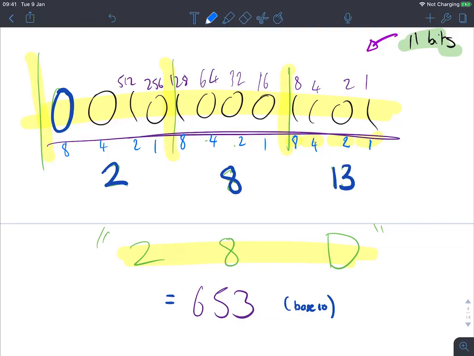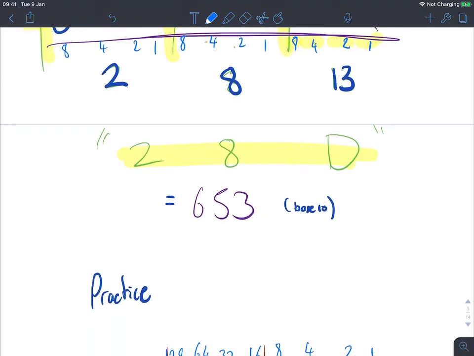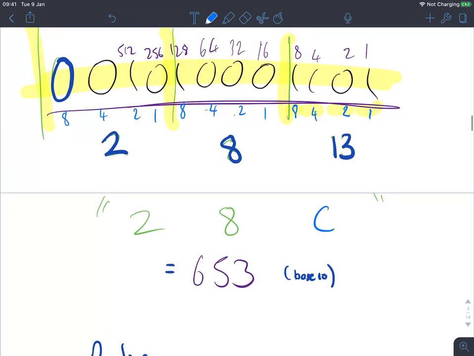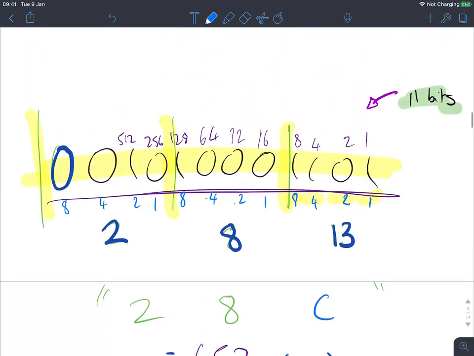So we have 13, 8 and 2. So 2 and 8, or 2 and 8. 13, of course, we need to replace with a character which is C, I believe, not D. And so that's the hex version. And then for the binary, working out, sorry, the base 10 version, we have to put the numbers which I'm highlighting across in green, and then add some big numbers together.